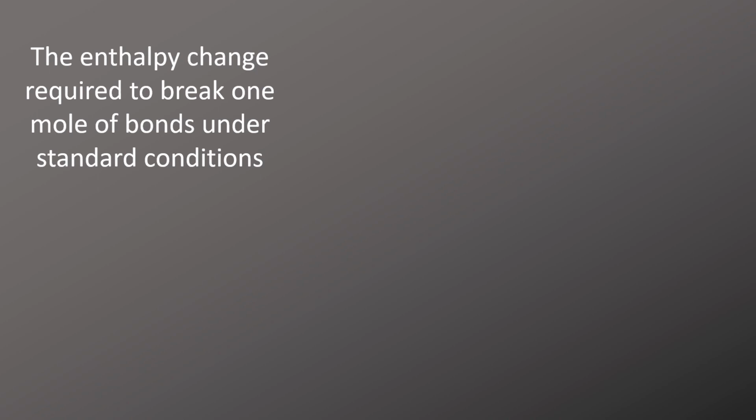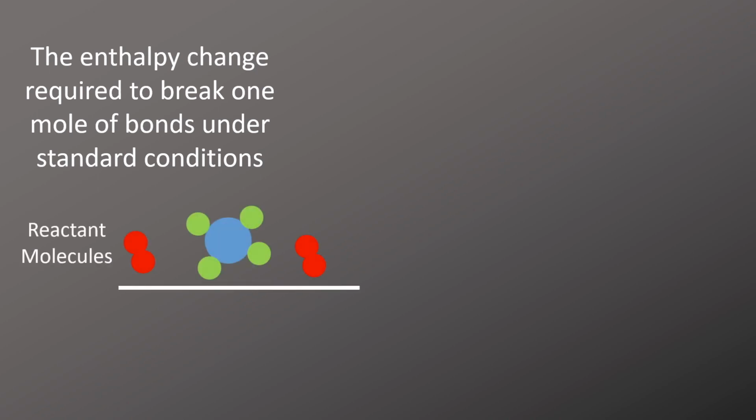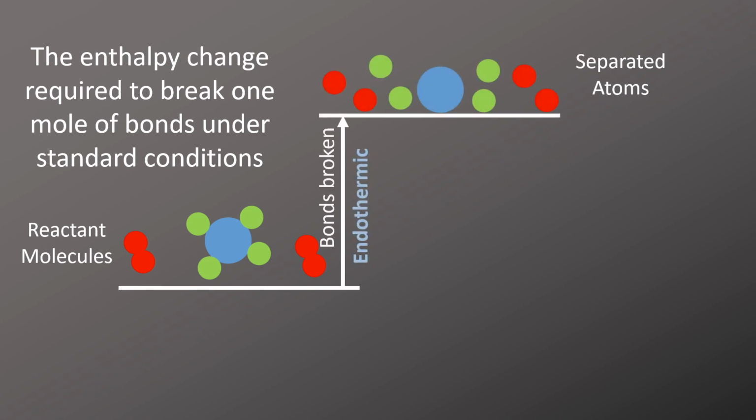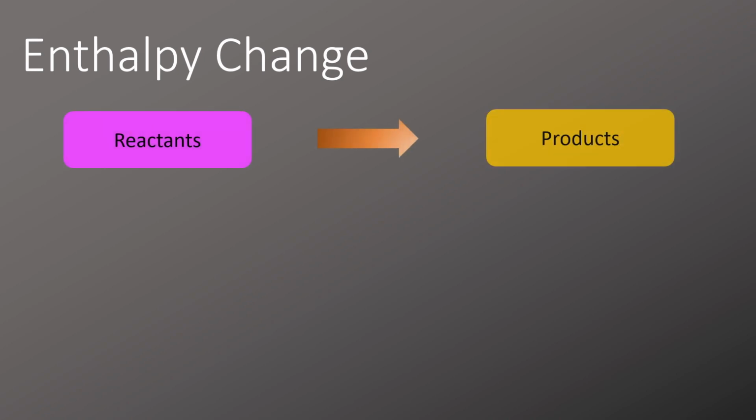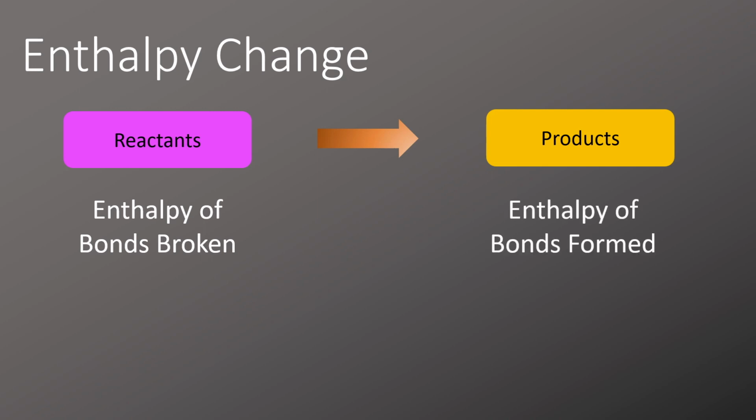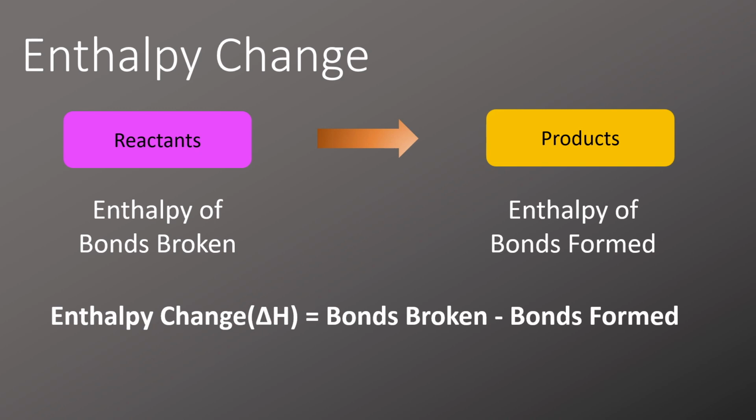If we look at that in terms of a chemical reaction, we can take our reactant molecules, put some energy in to break them apart into separated atoms, and then join them back together, releasing energy to form our product molecules. This can be shown as an overall delta H for the reaction, with the energy difference between our reactants and our products. So if we look at a simple chemical reaction where we're turning our reactants into products, we want to be able to calculate the enthalpy of all the bonds broken and then the enthalpy of all the bonds formed. We can then use this equation, the enthalpy change equals bonds broken minus bonds formed, to work out the overall enthalpy change for the chemical reaction.